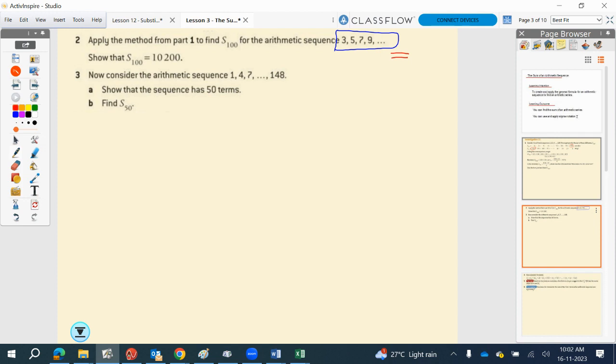Use this formula. Use this formula to find out what u100 is. Use this formula to find out what u100 is. I promise it's not that. Okay. I'm sure you are wrong.